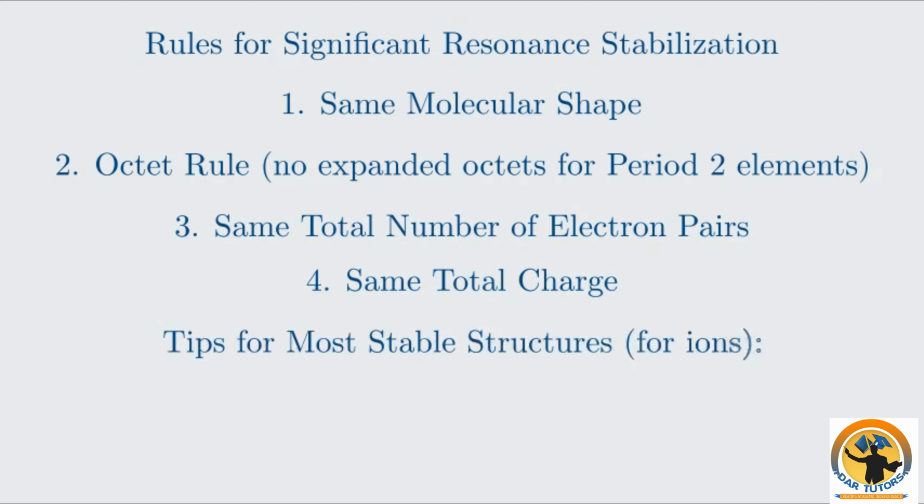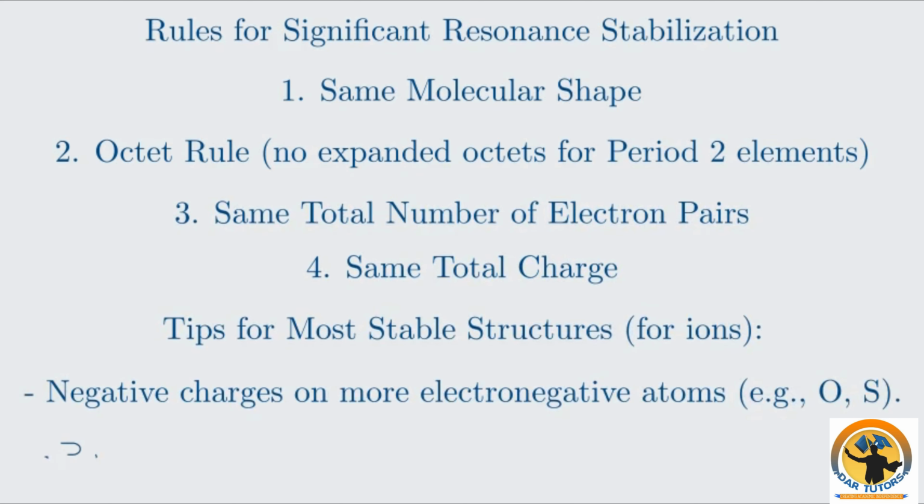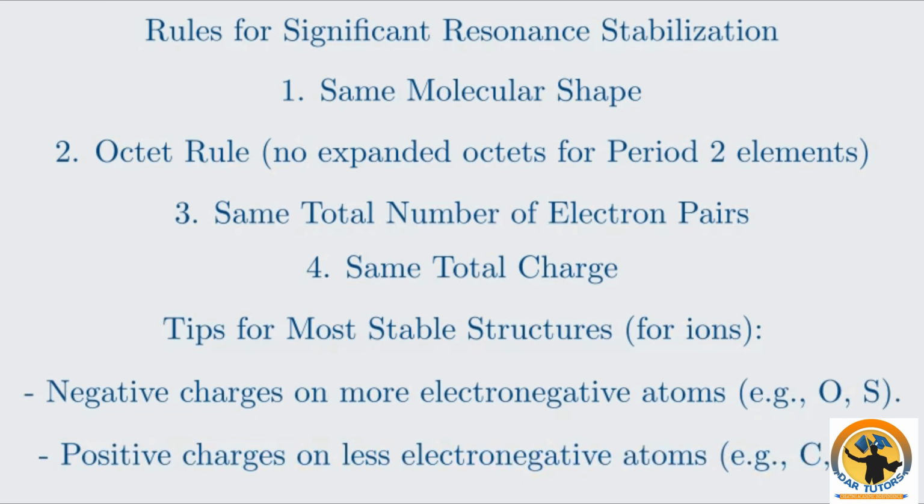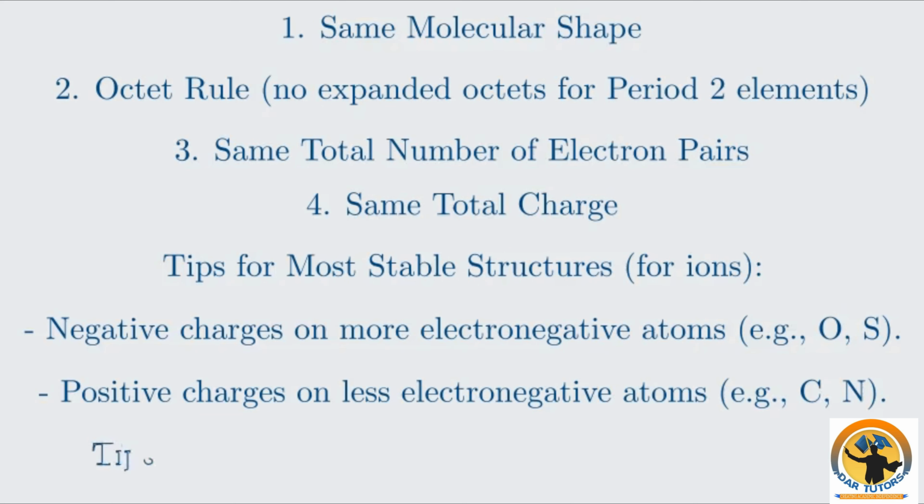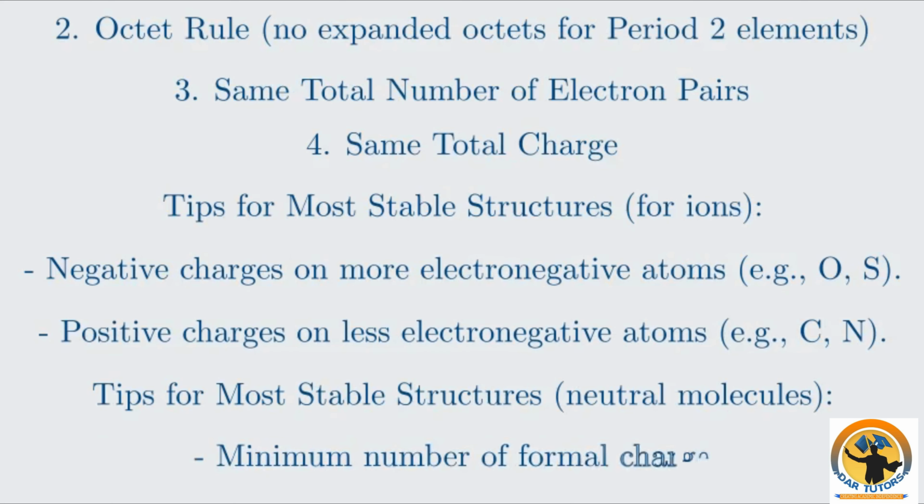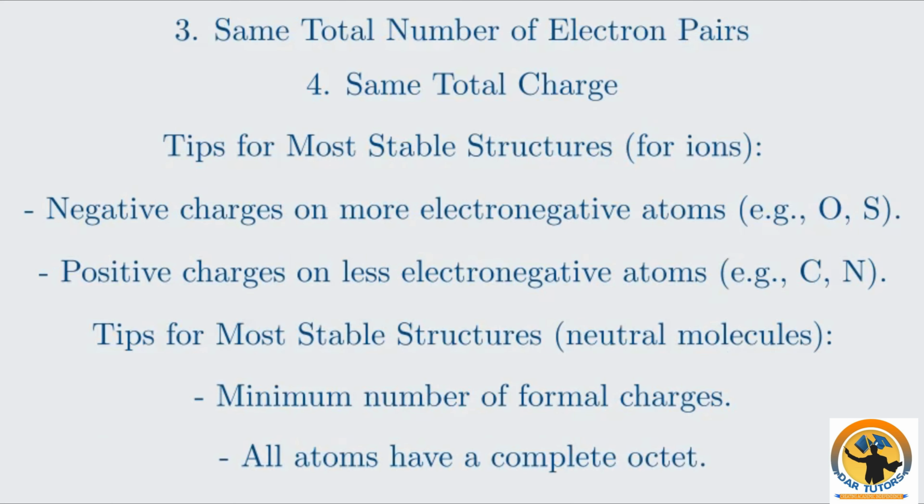In the case of ions, we have additional guidance for determining which resonance structures are more important. Structures with negative charges on the more electronegative atoms and positive charges on the less electronegative atoms are generally more stable and contribute more to the resonance hybrid. In neutral molecules, structures with the minimum number of formal charges and where all atoms have a complete octet are typically the most significant. Generally, the more stable the resonance structures, the greater their contribution to the overall hybrid stability.